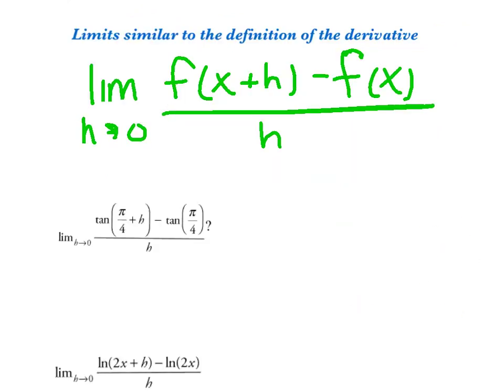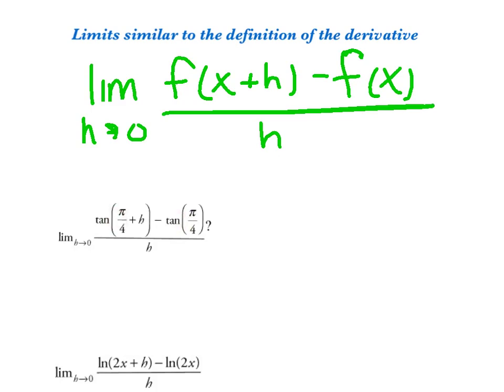I think by far the hardest type of limit are limits similar to the definition of the derivative. All right, and I think as a whole, this is the one where we struggle with the most. So if it's similar to the definition of the derivative, it looks like that definition, the limit as h approaches 0 of f of x plus h minus f of x all over h. And here's a great example of it. Okay, so here's f of x plus h minus f of x all over h.